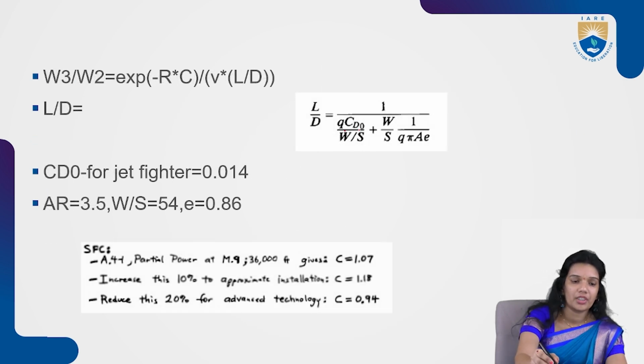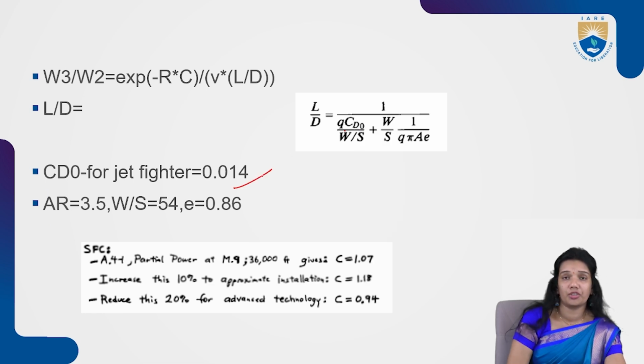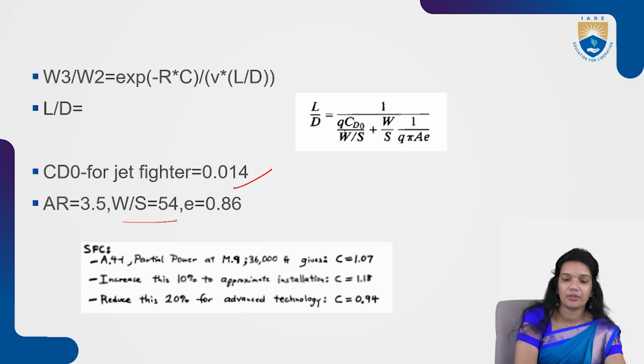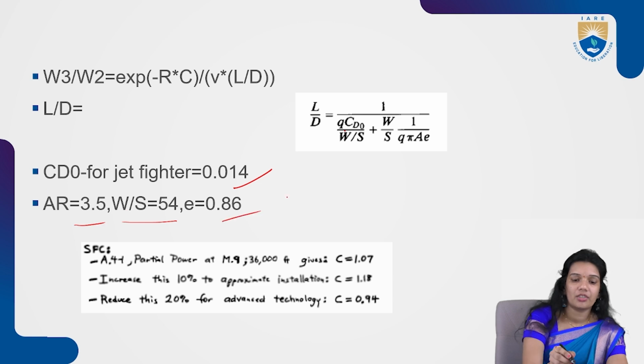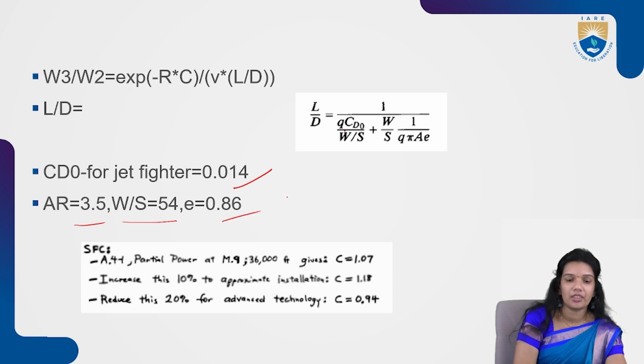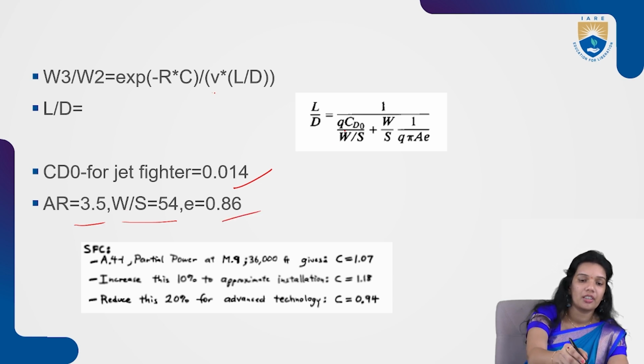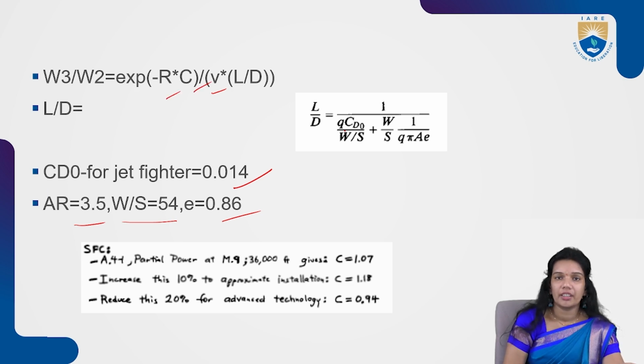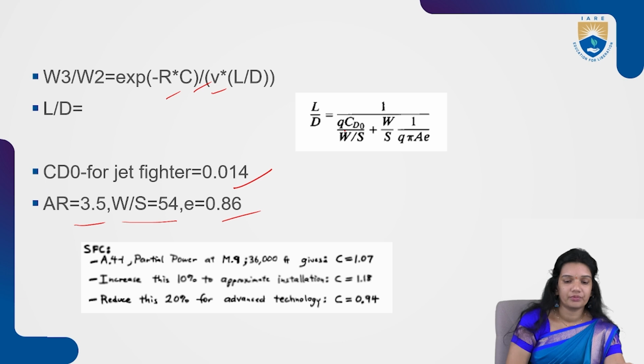Dynamic pressure you know, and CD naught is known. CD naught for a fighter is 0.014. This should be a known term. Then W by S is going to be taken as 54, the wing loading is 54. Then 1 by dynamic pressure you have a value, aspect ratio is 3.5, and e is going to be 0.86. From there we get L by D and substitute here. V we know, R we know, specific fuel consumption we know, and we get the W3 by W2 segment here.